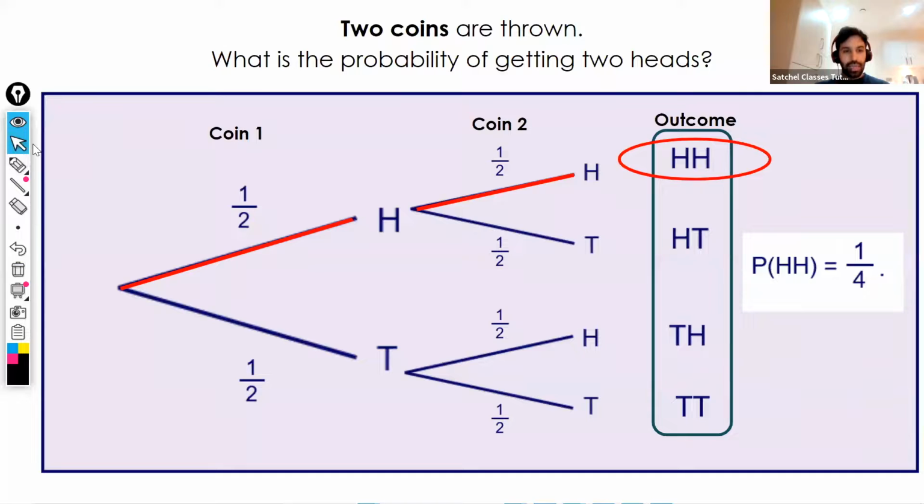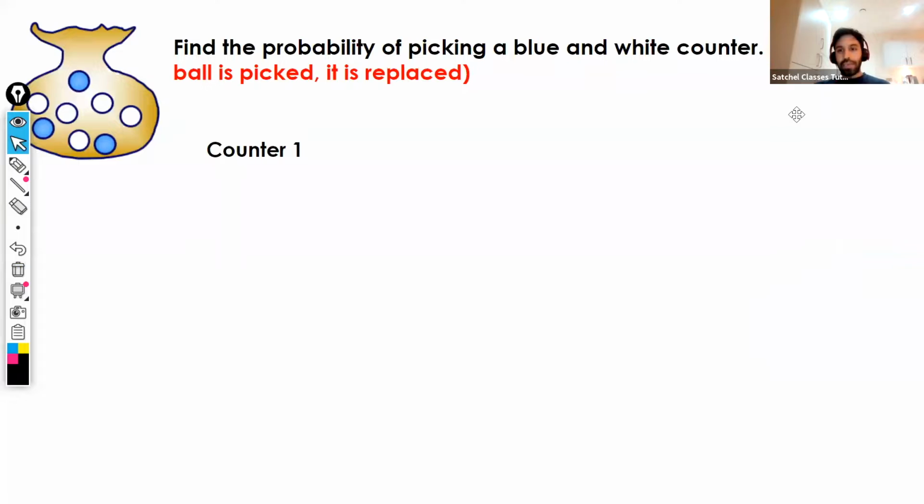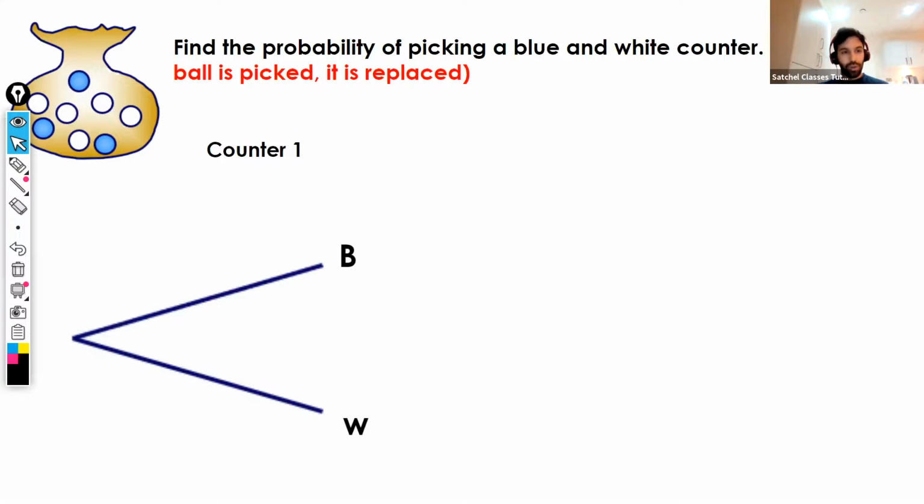All right, so let's have a go at another example. Here it says, find the probability of picking a blue and a white counter. Each time the counter that is picked, it's replaced. So counter 1, we have 1, 2, 3, 4, 5, 6, 7, 8 counters in total, 3 of which are blue and 5 of which are white. So the probability of blue is going to be 3 out of 8, and the probability of white is going to be 5 out of 8.